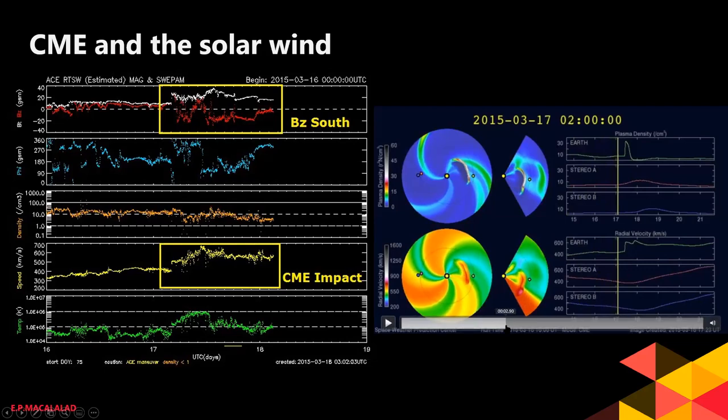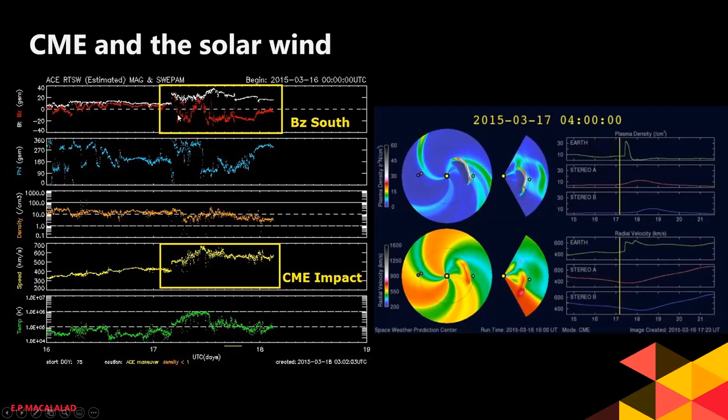At this time, this cloud of plasma, you will notice there are two bright spots. So there are two fast-moving CME structures. That's probably why there were two instances that the IMF, the interplanetary magnetic field, pointed southward.